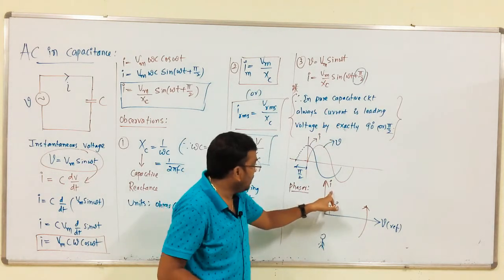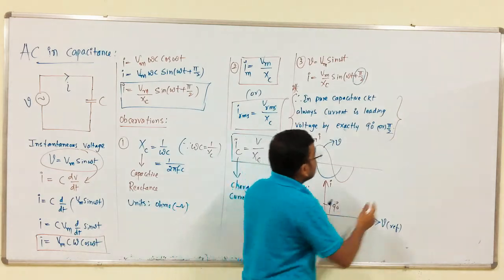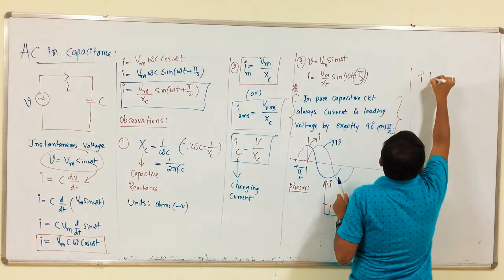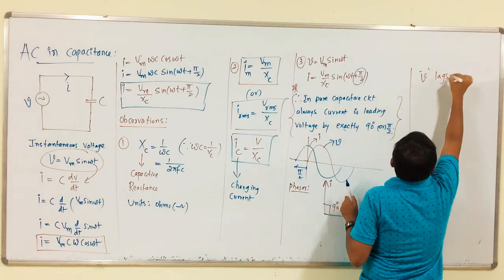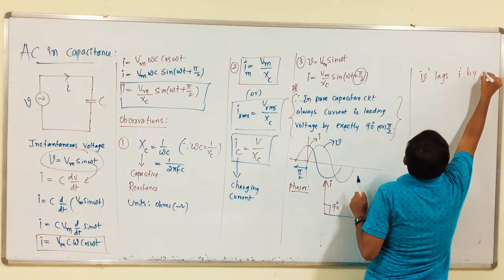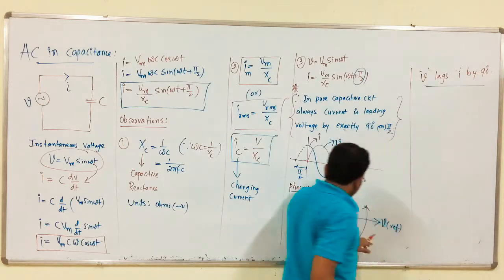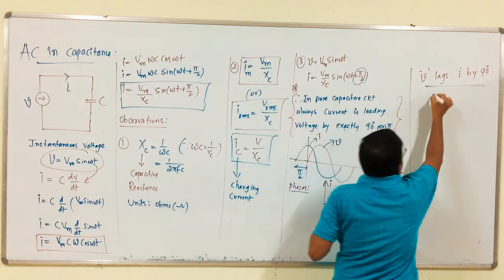Okay. Current leads voltage by exactly 90 degrees, or we can write that voltage lags current by 90 degrees. This is also correct, no? Voltage lags I by 90 degrees. This is also correct.